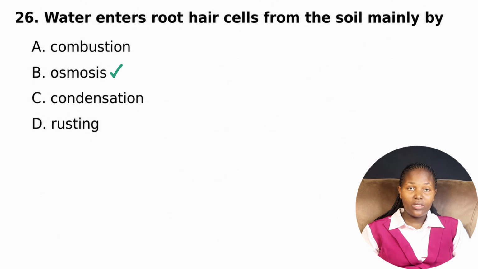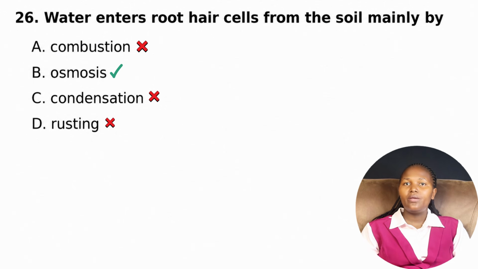Now, when it comes to the other options, combustion, condensation, and rusting, those are completely different processes and they do not involve movement of water from soil to the root. Diffusion is also important in organisms, but when the question focuses on movement of water across a membrane, then osmosis is the key term.